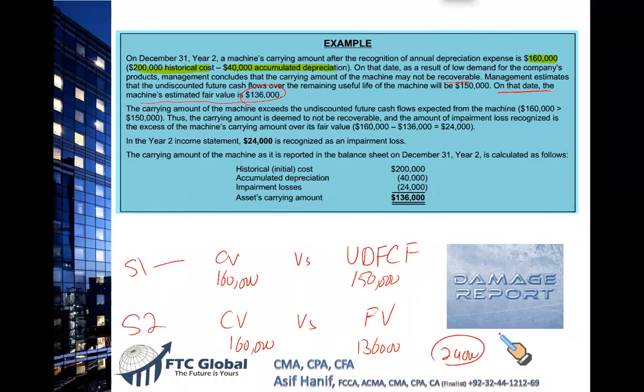So this is the charge to your income statement, and that's what you include in your accumulated depreciation. Look at this. This is your historical cost. 160 was your initial net book value. Since this 24,000 impairment loss is put in the accumulated depreciation, the accumulated depreciation balance will go up to 64. So when you deduct 64 from 200,000, you get 136, which basically is your new carrying value, right? That's how you do it.